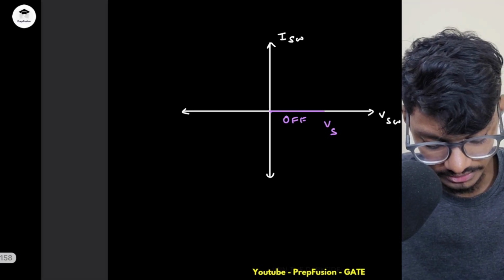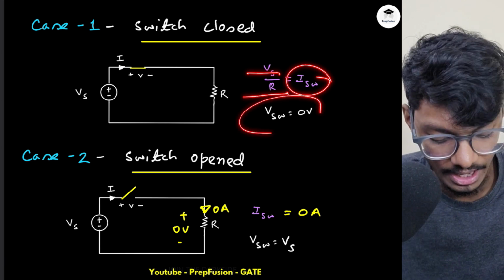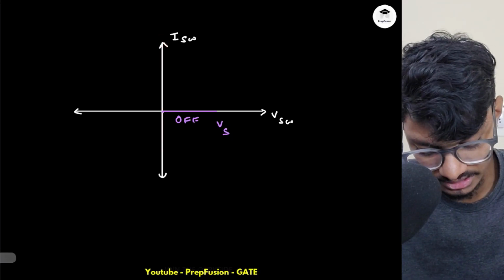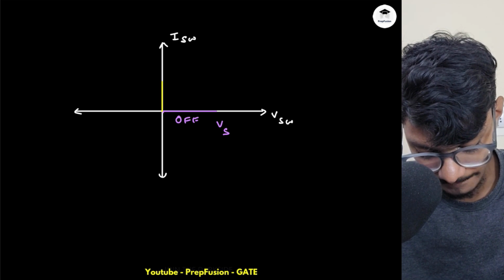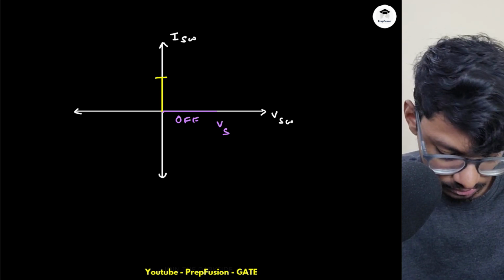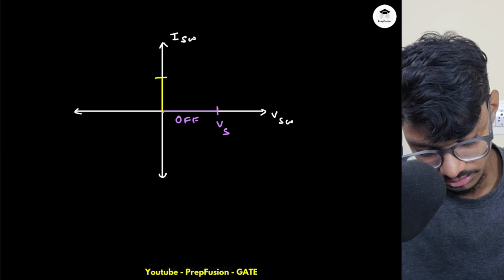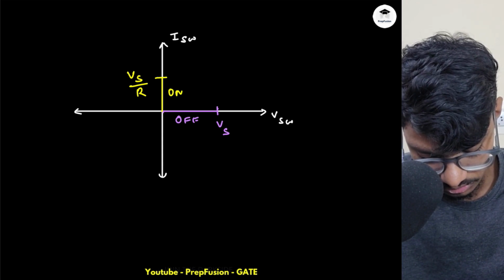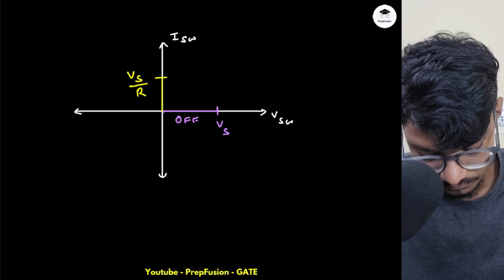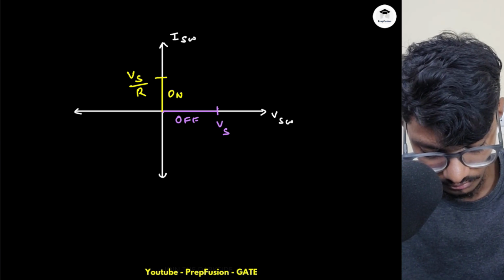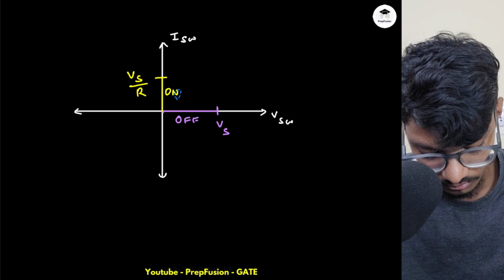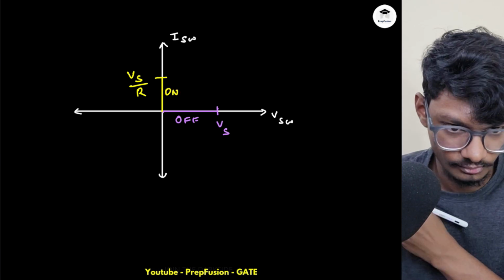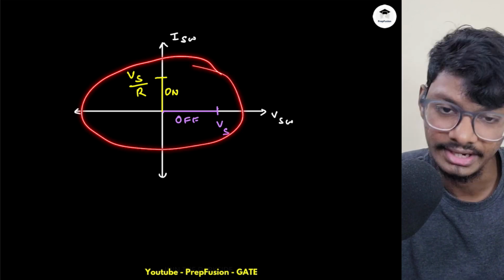And when this is on, my Is is equal to Vs by R and my VSW is 0. So basically it is the y axis, and this will be something like this. This will be Vs by R, and this is basically on. So basically this will be the VI characteristics of the switch.